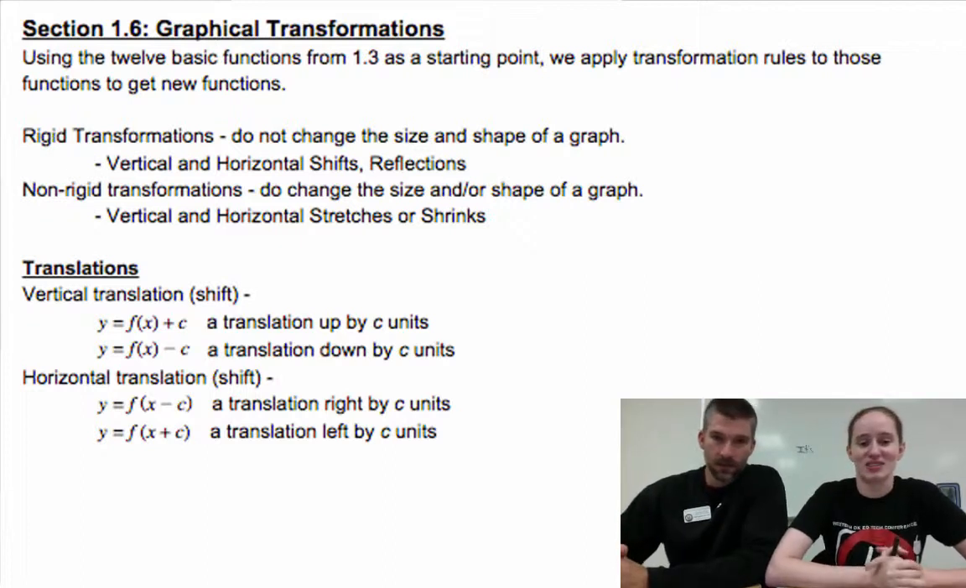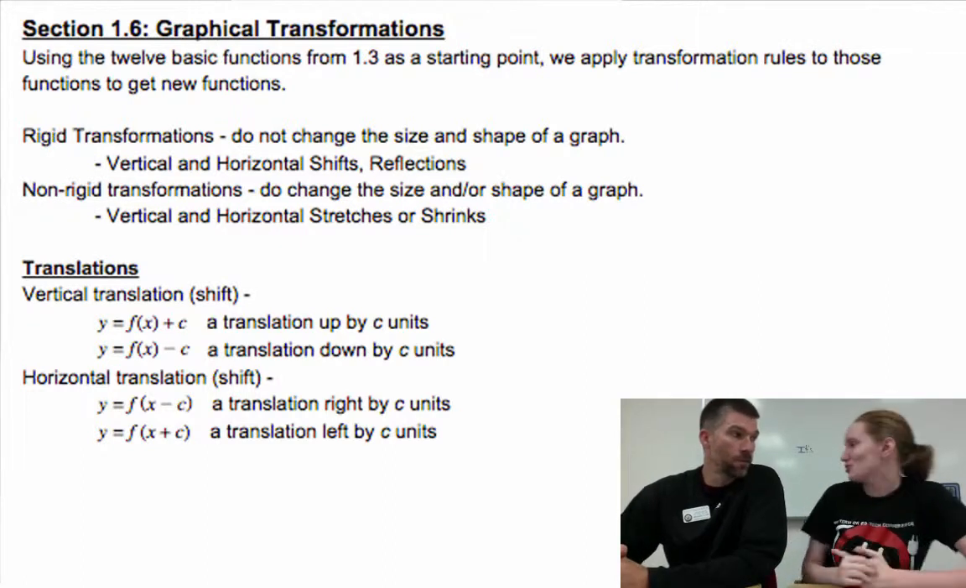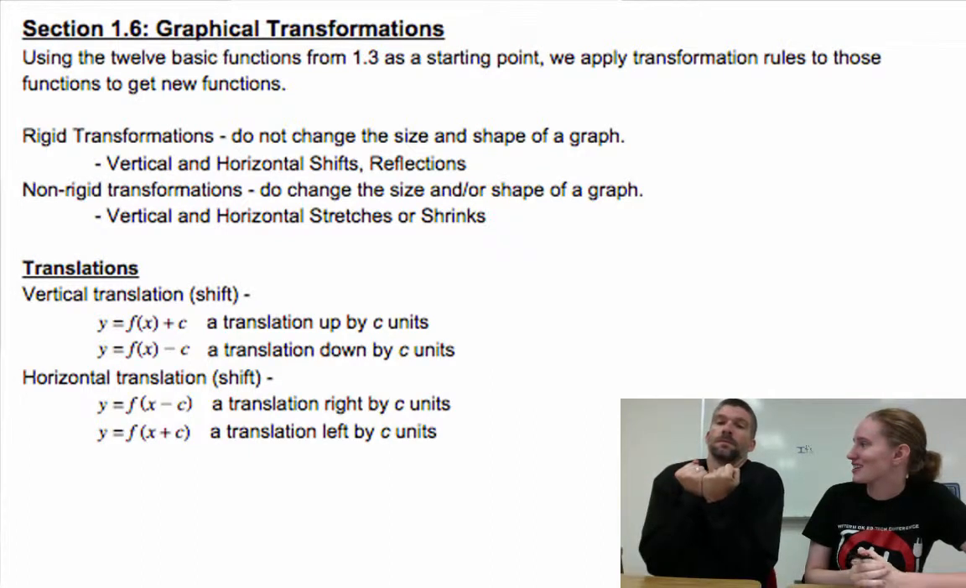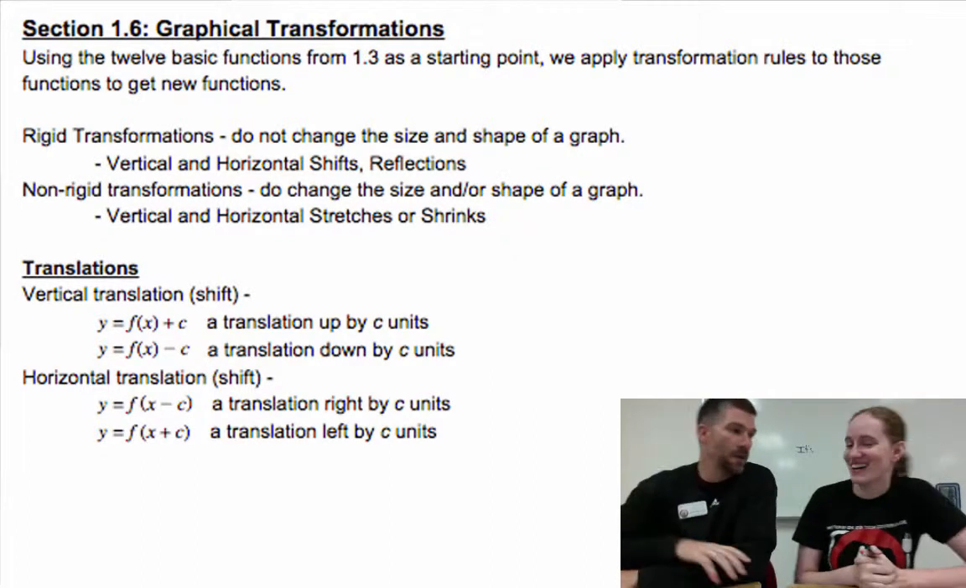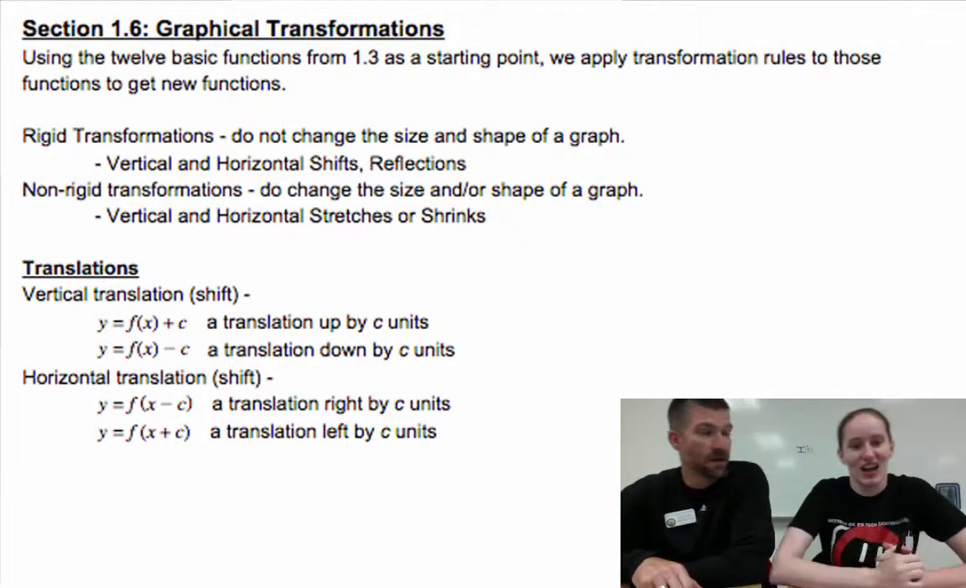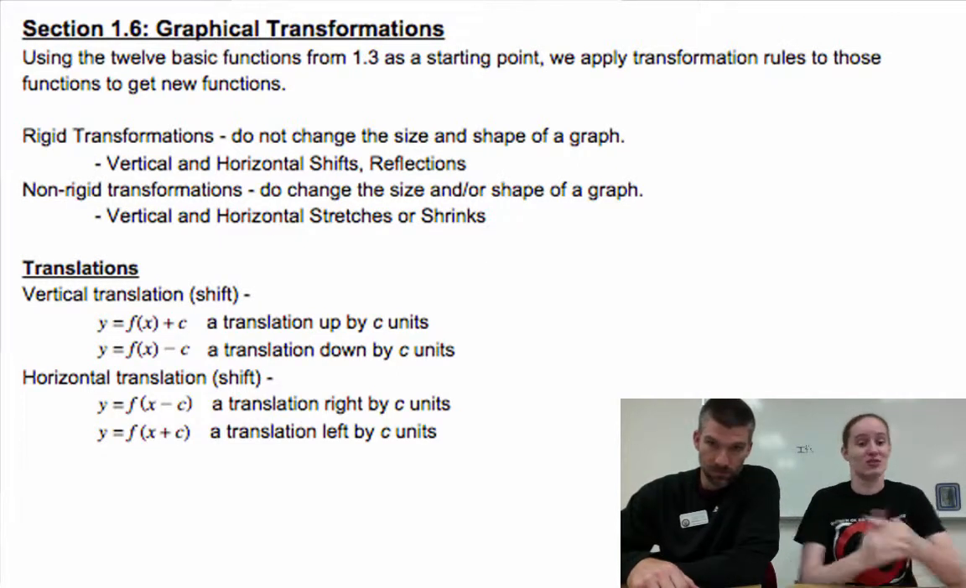Vertical and horizontal shifts and reflections. Could you reflect across the x-axis for us real quick? I need a split pick for that. If I had a split pick, I could do it. All right. Non-rigid transformations do the opposite then.